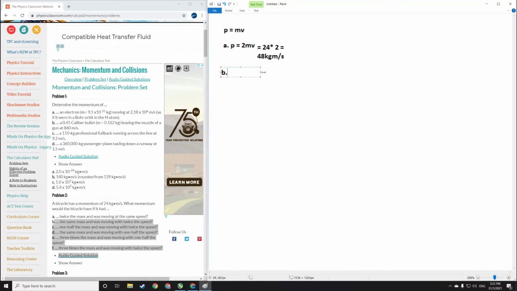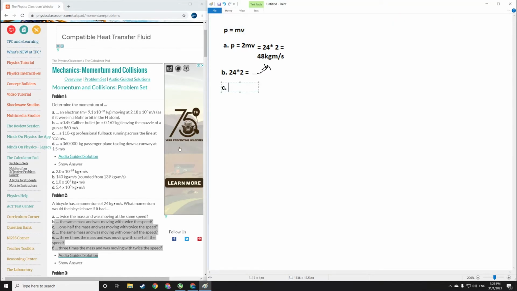Same mass and twice the speed, so we do exactly the same thing here, because instead of doubling the mass, we double the velocity, so it's literally the exact same thing. So I'm just going to make an arrow, and so that's pretty simple as well.